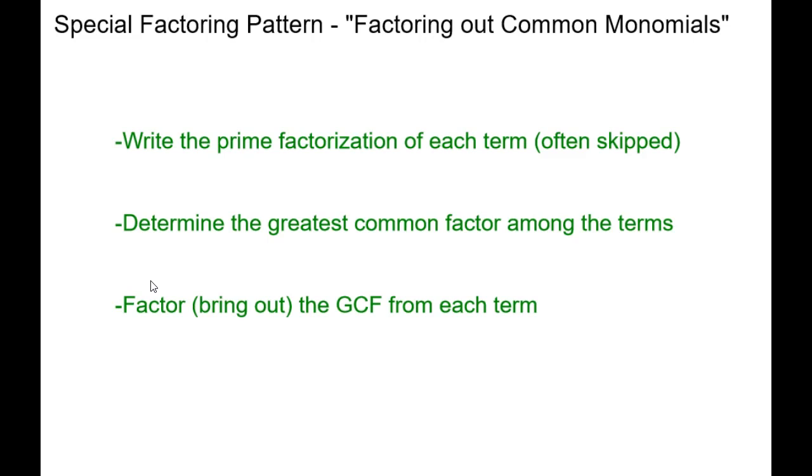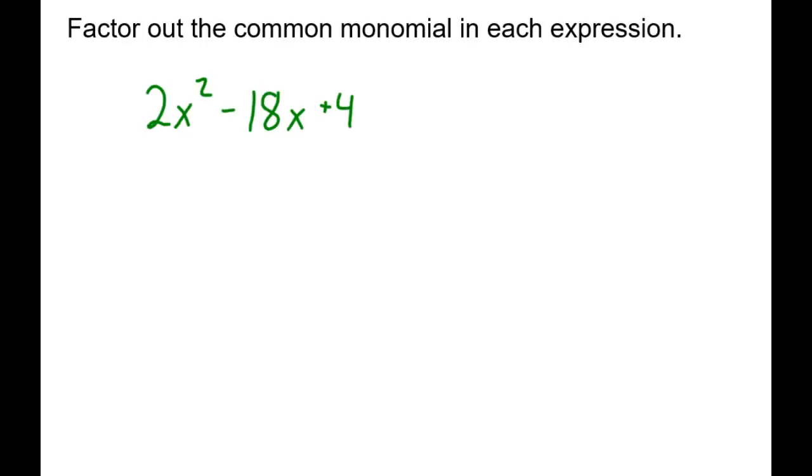So the first example using this factoring method is going to be 2x squared minus 18x plus 4. The first thing we're going to do is take each of these terms. We have 2x squared, negative 18x, and a positive 4. We want to write the prime factorization for each of these terms.